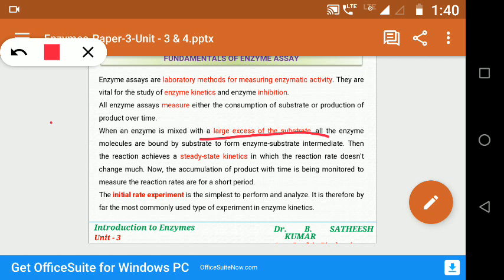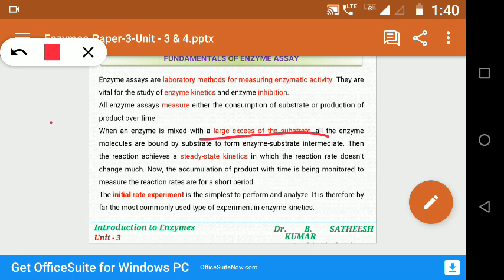If more product is formed, then that means more enzyme activity is there. More enzyme activity is there, that means more enzyme molecules are also there. So for that, we will measure the enzyme activity based on the formation of product. If we use a less amount of substrate, then even though there is a lot of enzyme present, due to the limitation of substrate, the enzyme activity also decreases.